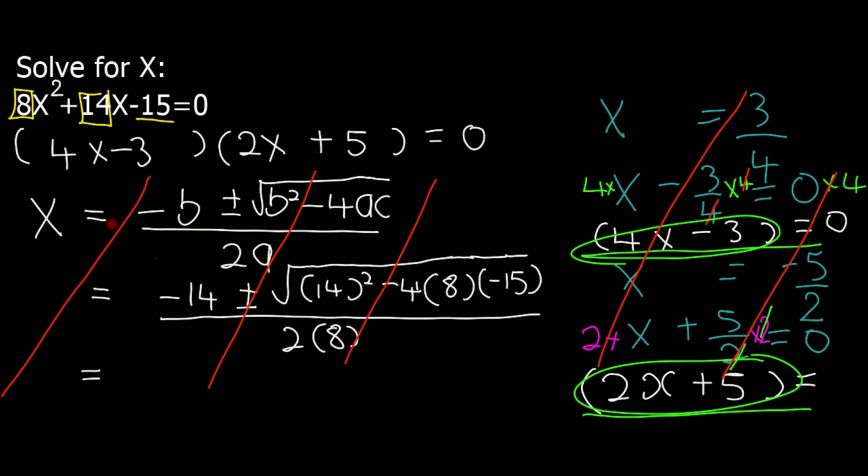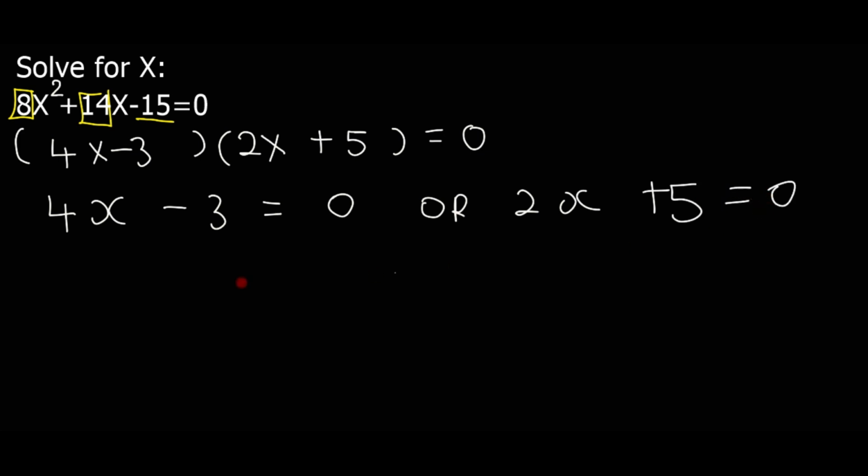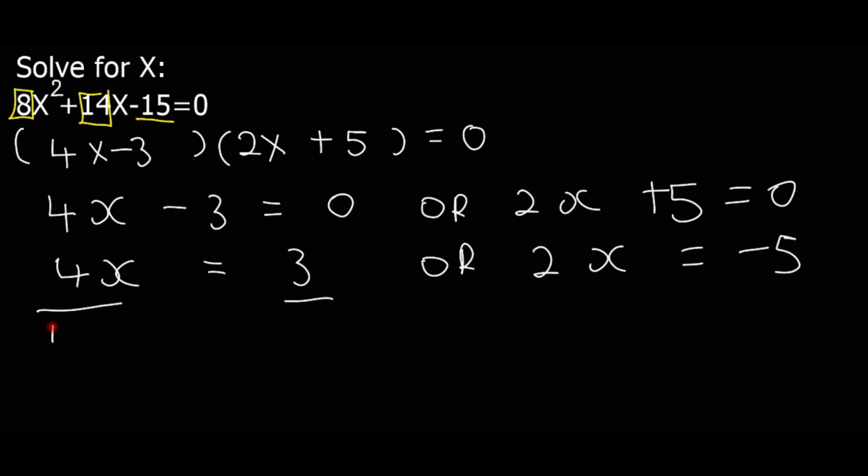So from there, when you solve for x, obviously your x will give 3/4, and this one will give minus 5/2, because we already did it using the quadratic formula. Remember, or it's just the same thing, because from here we have 4x minus 3 is equals to 0, or 2x plus 5 is equals to 0, and then 4x is equals to 3, and 2x is equals to minus 5, and then from there we divide.